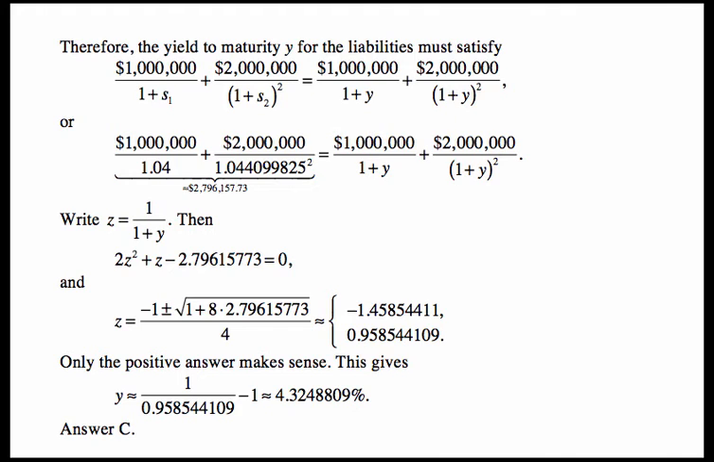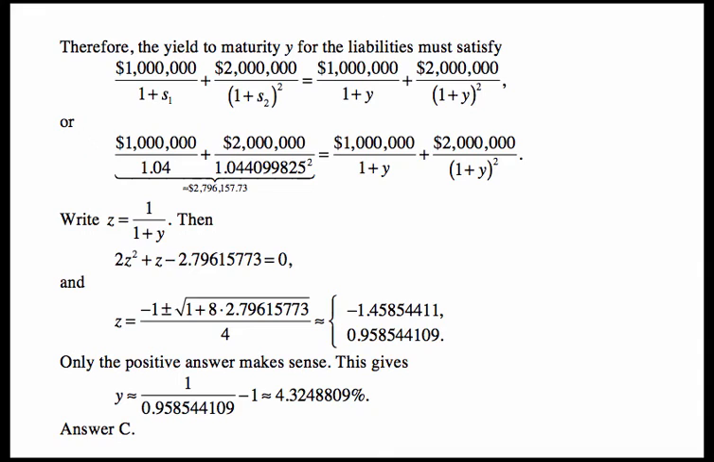Now, to simplify things a bit in the solution, we write a new variable z equals 1 over (1 plus y), and after dividing everything by 1,000,000, we get this quadratic equation, 2z squared plus z minus 2.796157773, I'm using as many digits as I can to be as precise as I can, equals 0. We use the quadratic formula to solve that. We get two solutions. One is negative, so it doesn't make sense, and the other one is positive. And only the positive solution makes sense, so that's the solution.